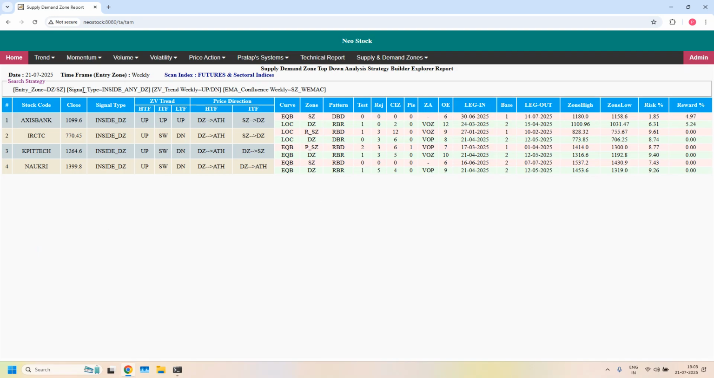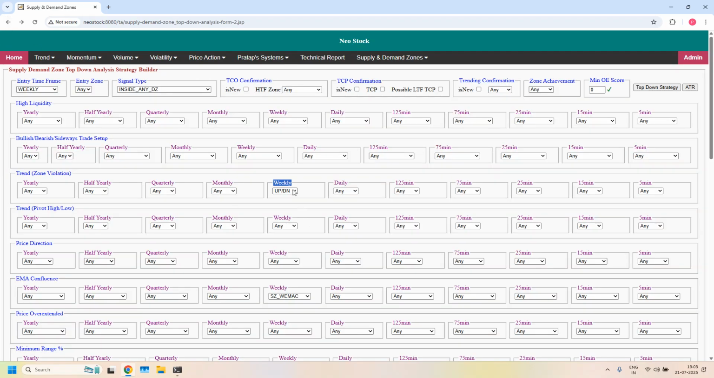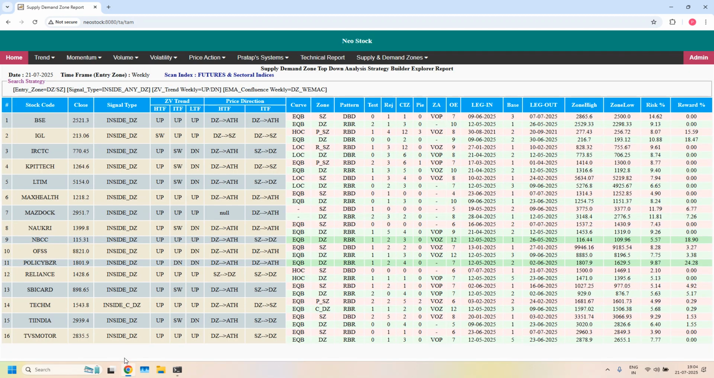Sorry, some mistake I made. Inside any demand zone. It should be demand zone. Weekly demand zone with weekly EMA. And trend on the weekly should not be sideways. So now we got 16 stocks. All these 16 weekly demand zones are having weekly EMA Confluence. In that weekly demand zone, current price is closed.